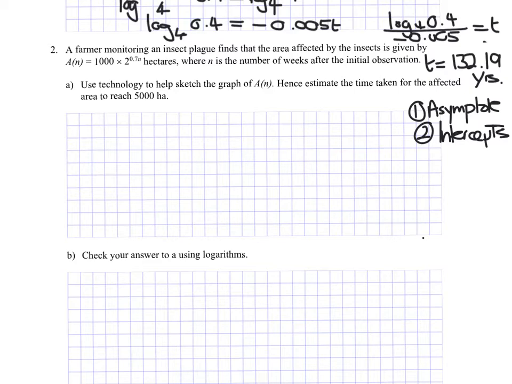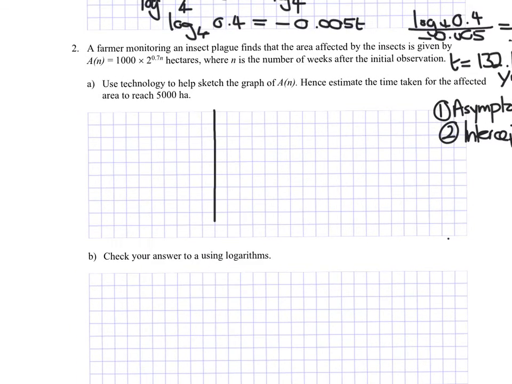So if we've got an area affected by insects, we can't get a negative area, and we can't get a negative number of weeks. So we know that this graph will be only in this quadrant here. Only going to be in that first quadrant. It cannot go into anything else. Okay, so really important.